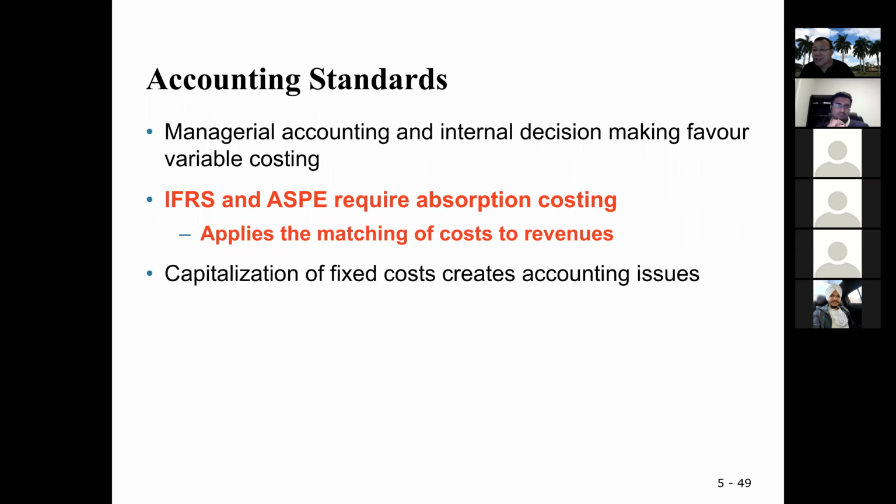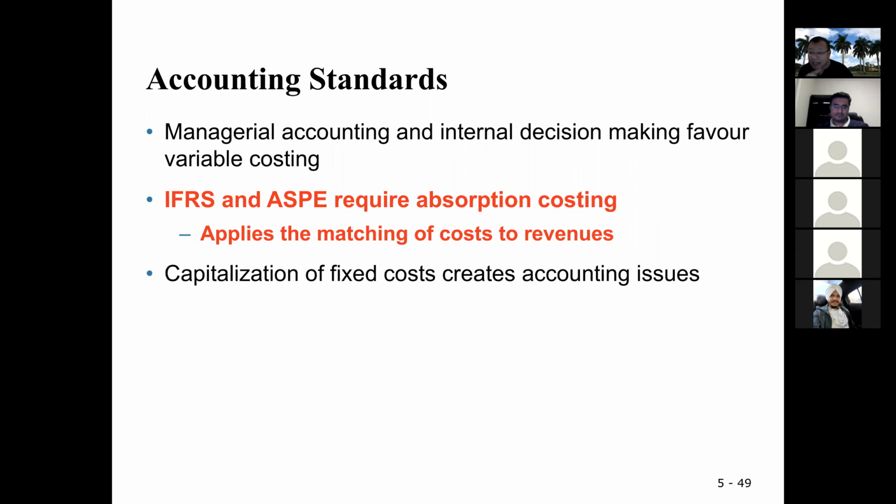Okay, so what do accounting standards say? Managerial accounting, for internal decision makers, favors variable costing. It's because it's easy. Variable costing is easy to deal with when I do the calculation. Do you remember that? Maybe not, that's fine. In terms of calculations, it's relatively easier to use.